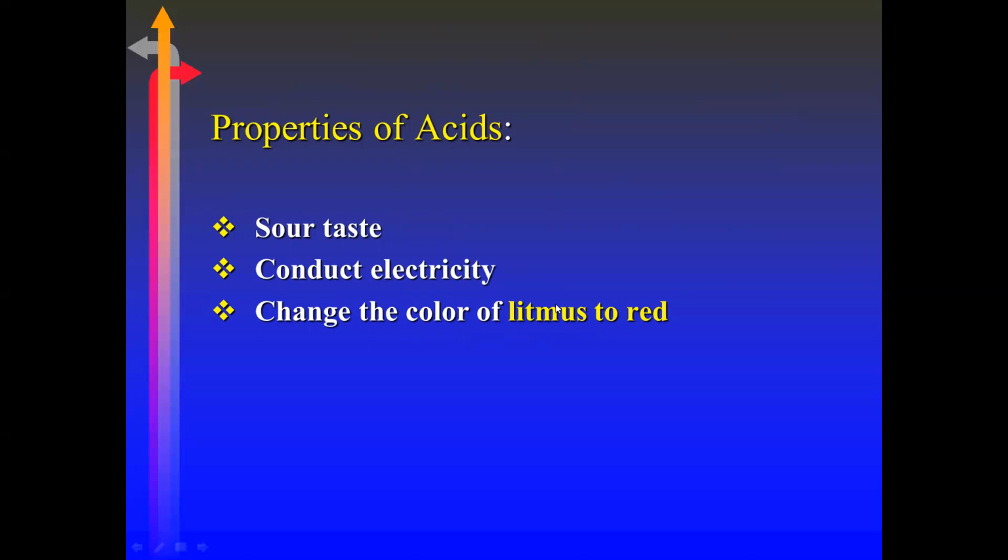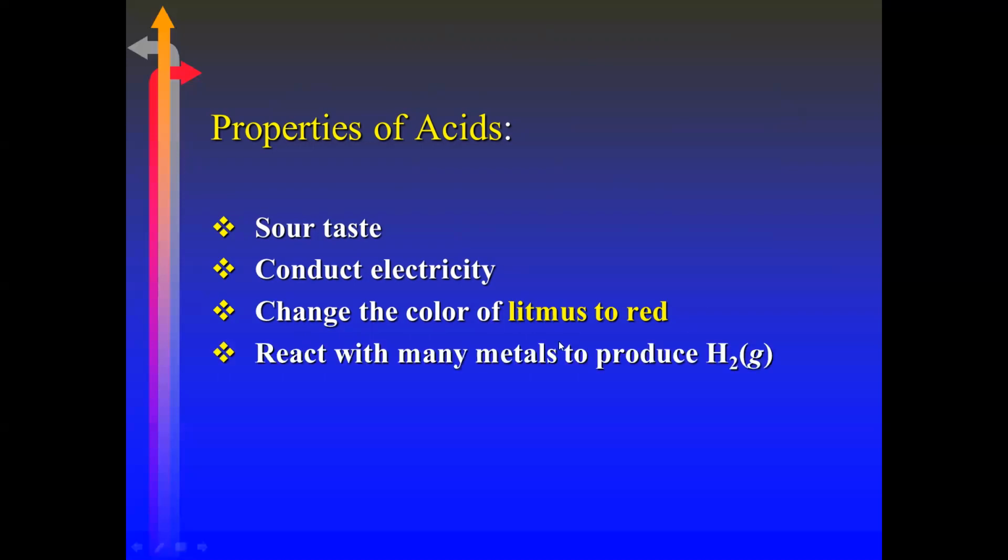The third property is very important. An Arrhenius acid can always change the color of litmus to red. This litmus is what we call an acid-base indicator. Just because acid can change its color, we use it as an indicator to tell you whether that solution is acid or not. So it can change litmus to red.